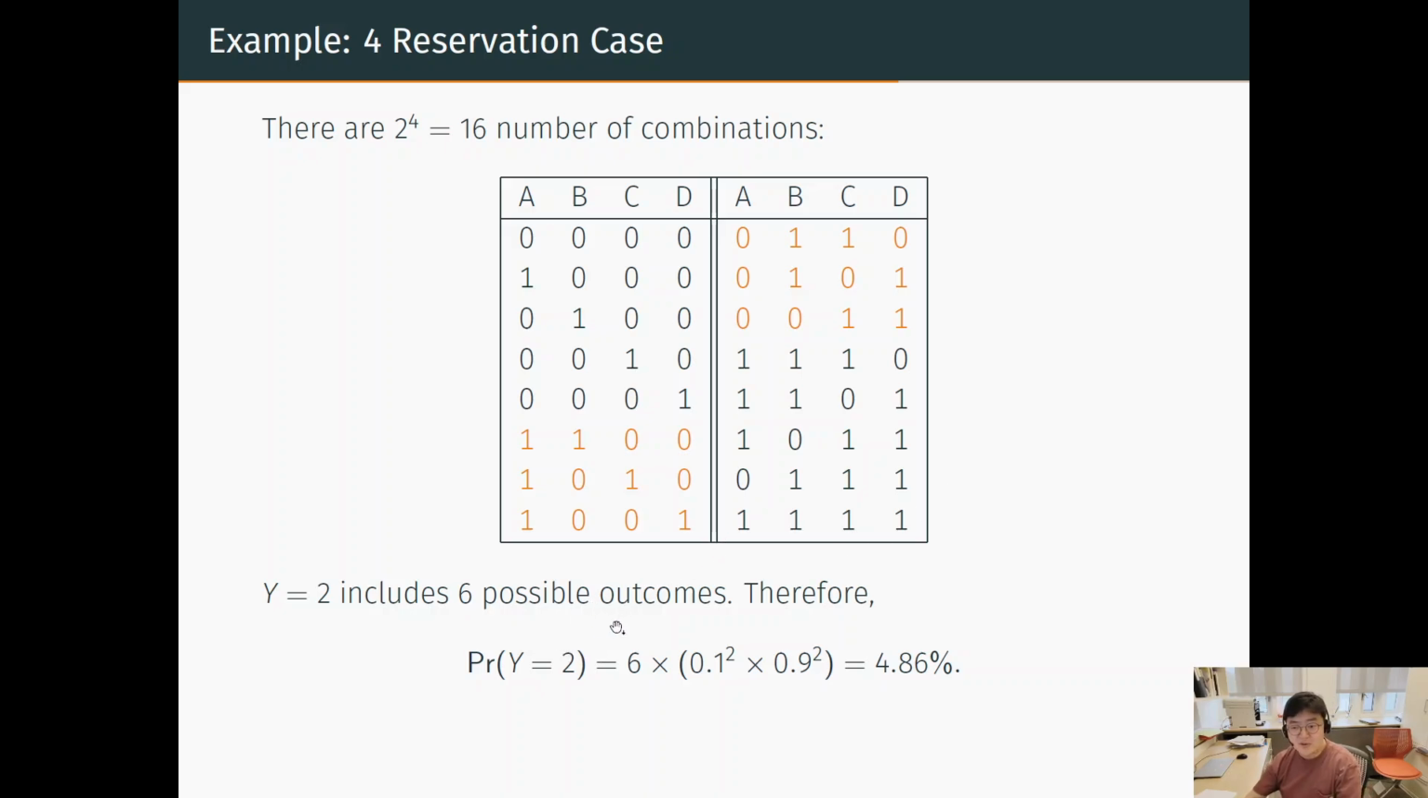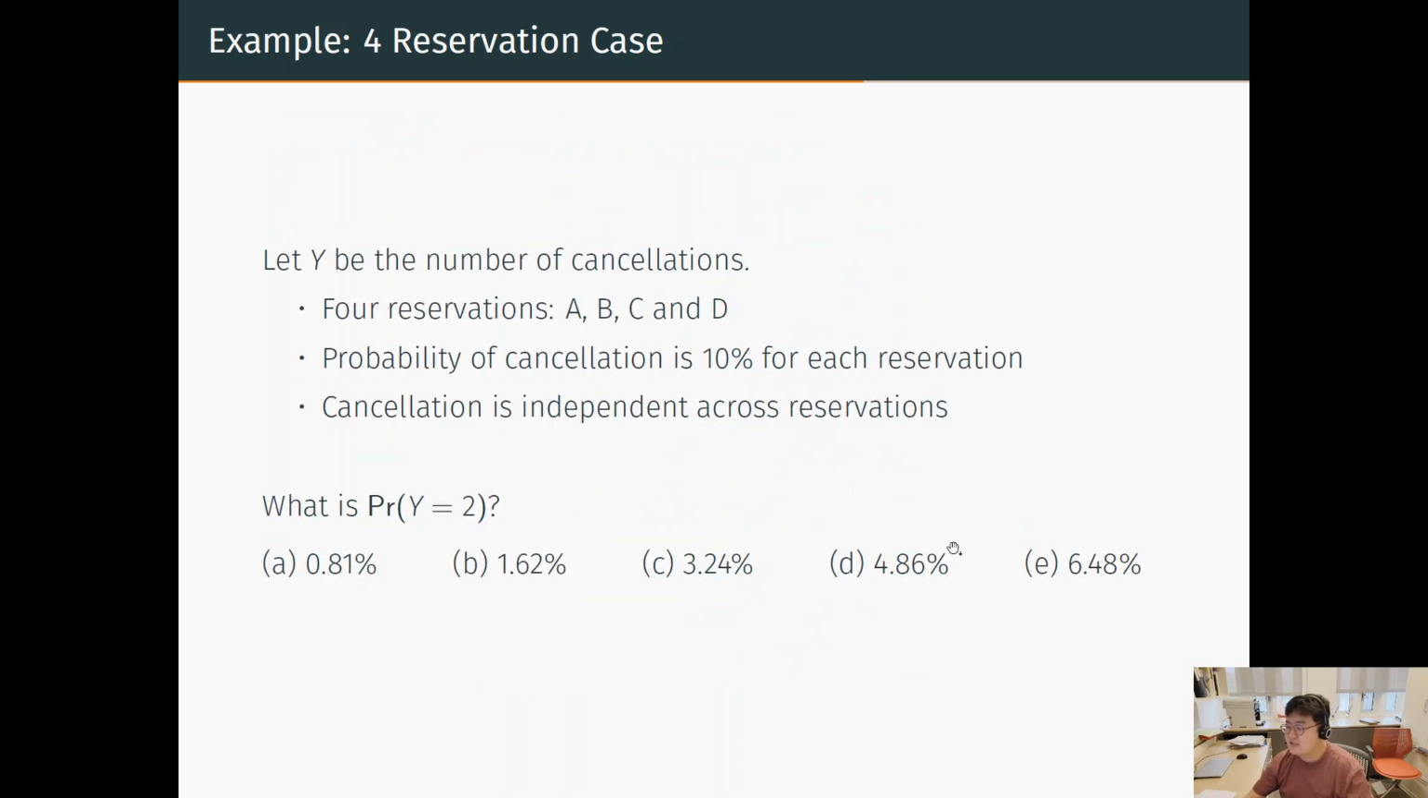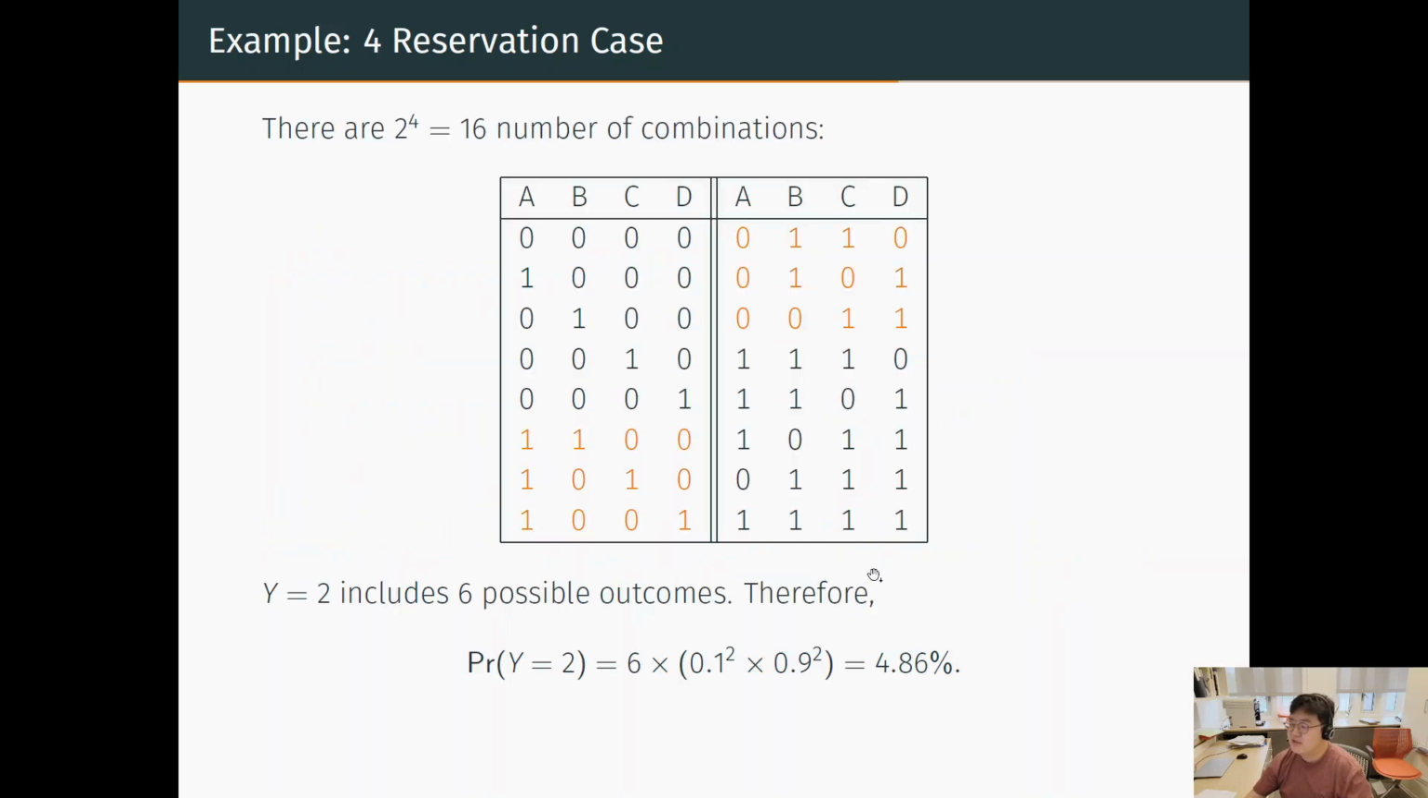That's the weird number, right? So where did 6 come from? We had 4 reservations, 2 cancellations. How do we get 6? That is something we have to think about in the following slides. Anyhow, in the end, if you just calculate this number, you are going to get 4.86%, right? So the answer is 4.86. Okay, I hope you get it right.